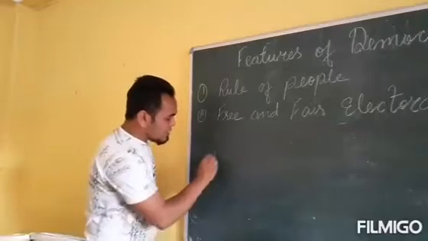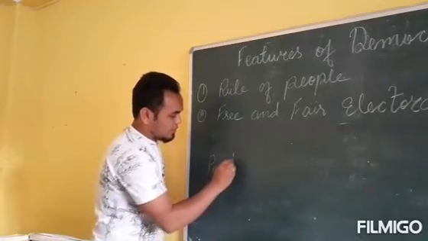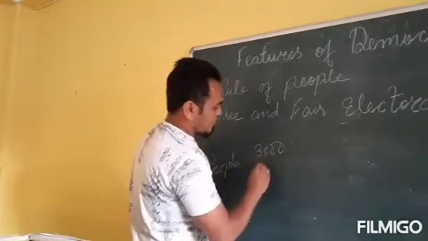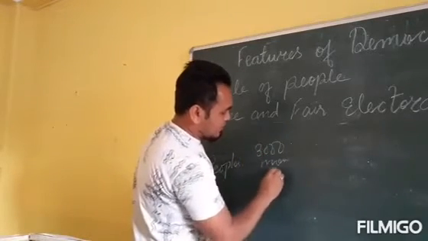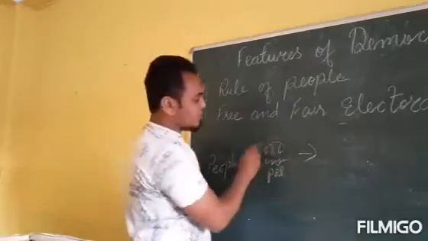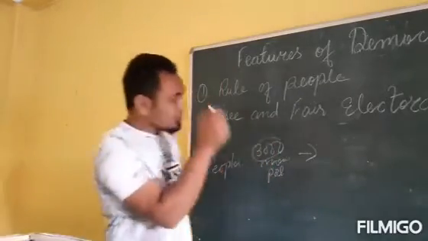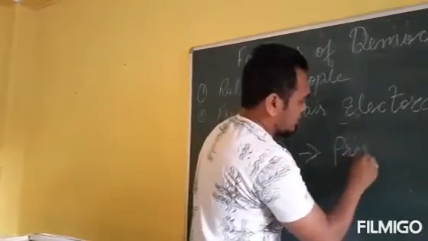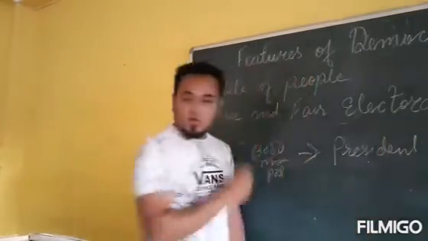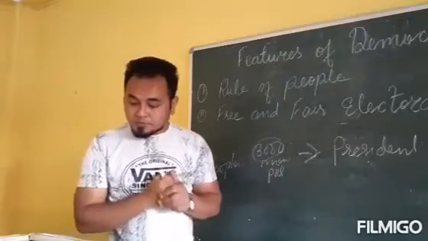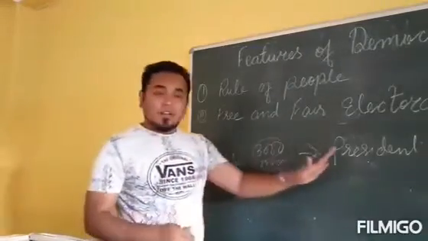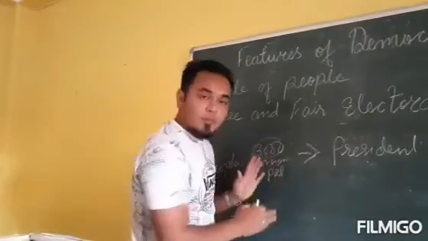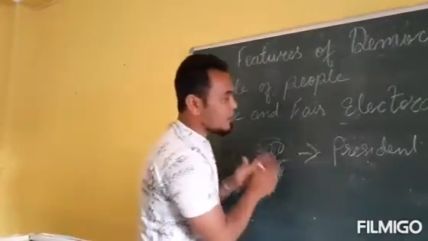So the people elect 3,000 members of parliament, and these 3,000 members elect the president. Okay, so here there is no problem. Now, the people are electing 3,000 members of parliament and the 3,000 members elect the president.